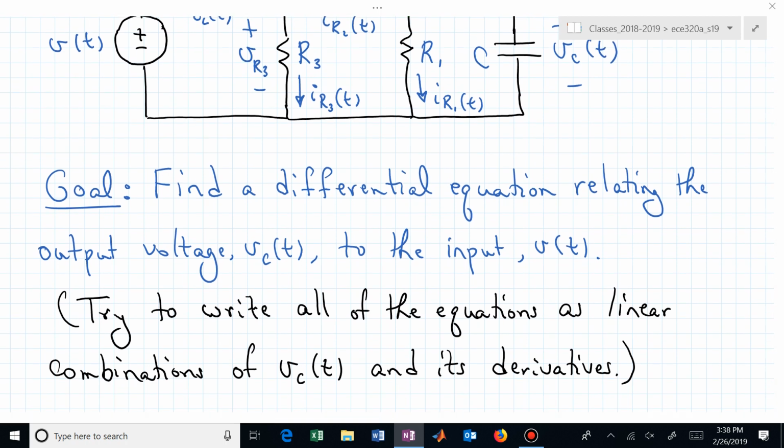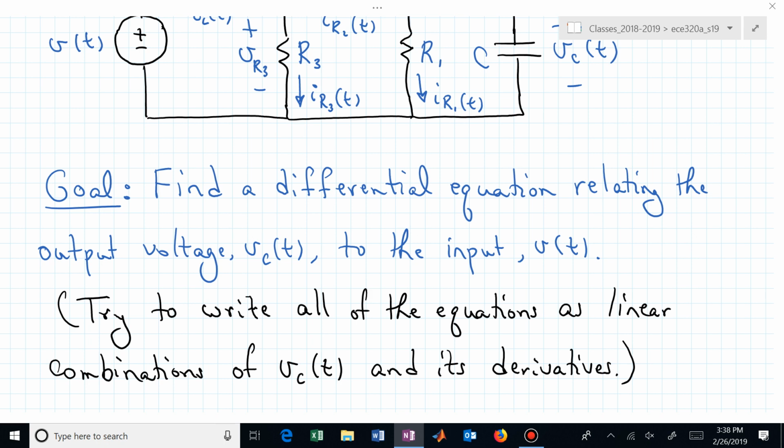And that's what I'm stating here as the goal. I'm trying to find a differential equation relating the output voltage, which is the voltage across that capacitor, to the input voltage source, V of t. And I'll try to see if I can come up with some linear combination of V sub c, V sub c prime, V sub c double prime. And that's probably what you'll end up with, a second order differential equation.